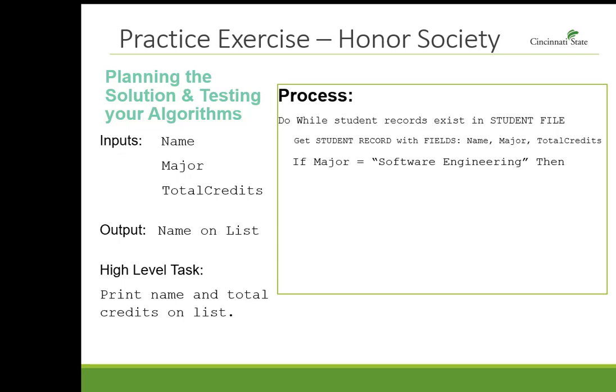Now we check if the major equals software engineering. Then we do another check. If total credits is greater than or equal to 20, we will print the name and total credits on the list. You want to add your end if. Be sure to line this up properly. Same thing with this end if. Last but not least, do not forget to close the loop. Anytime you have a do while statement, you need to close the loop with a loop statement in your pseudocode.